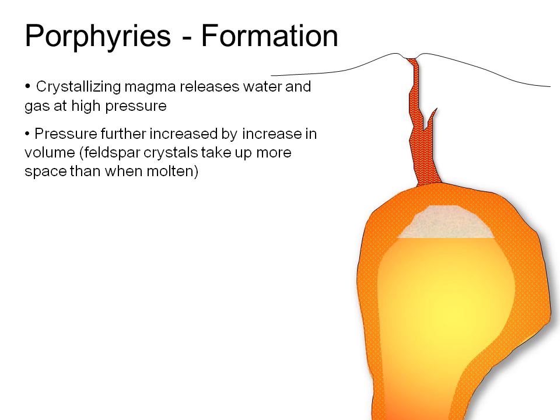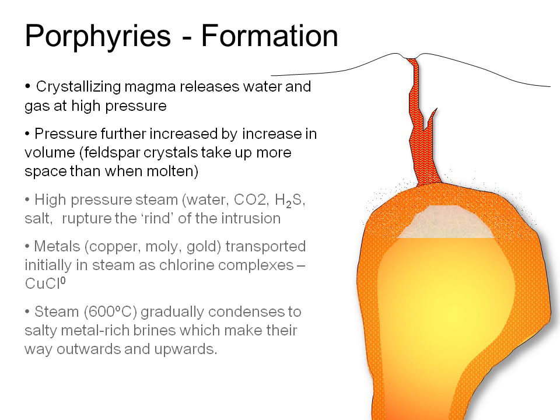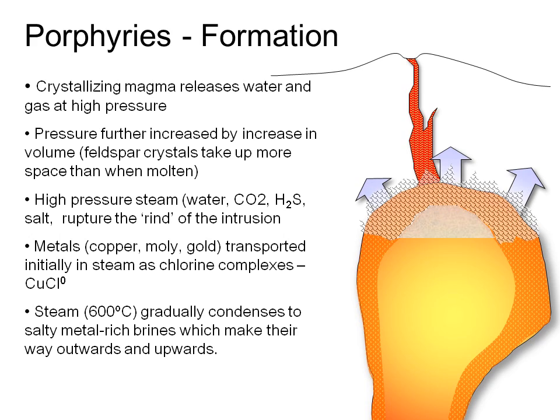Now, feldspar crystals take up more space than feldspar melt, and this, combined with the accumulating steam and gas, builds up pressure inside the chamber until the surrounding rocks can no longer contain it. The cool, solid rind of the magma chamber and the country rock above it rupture, and the volatiles escape, carrying their metals into the fractured rock.